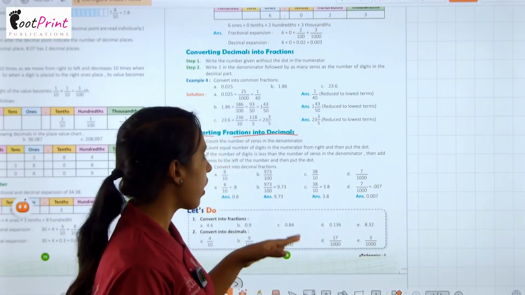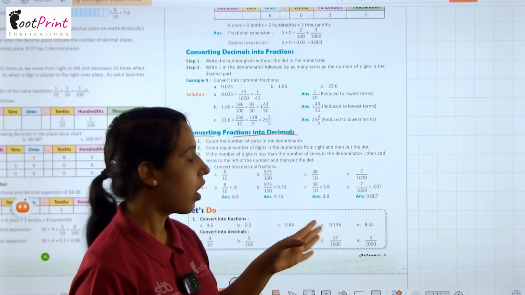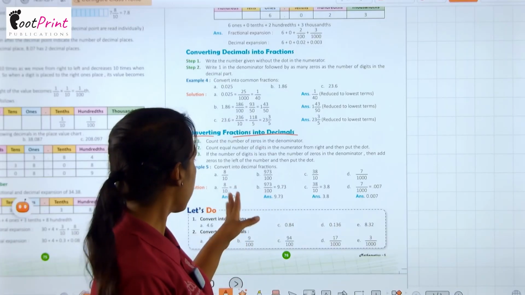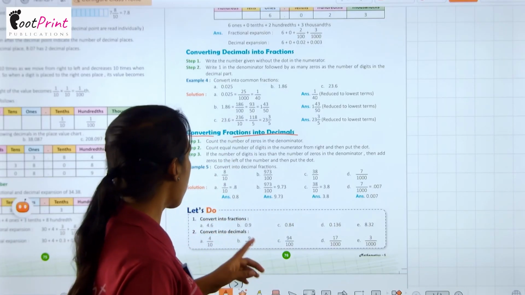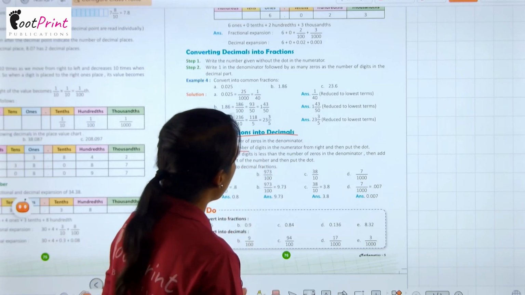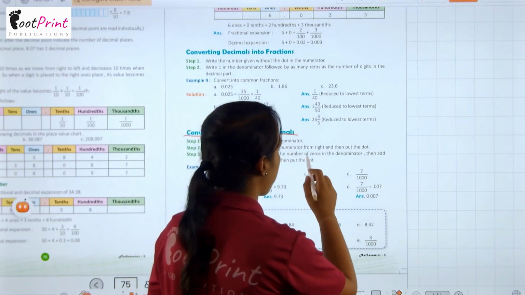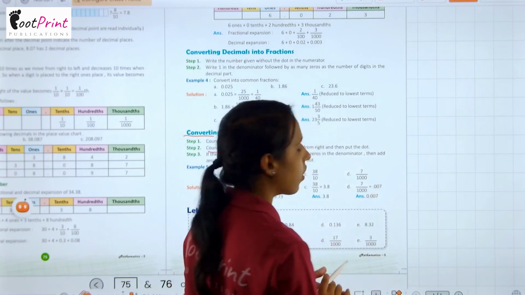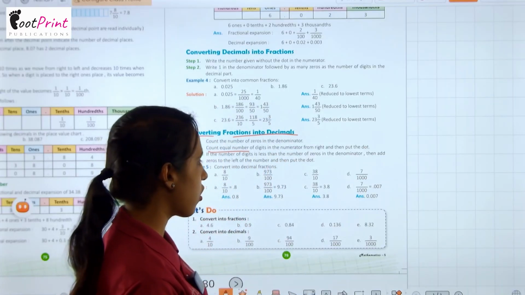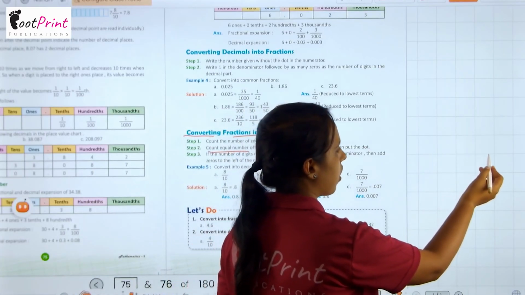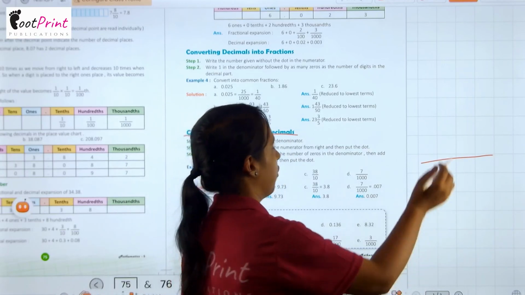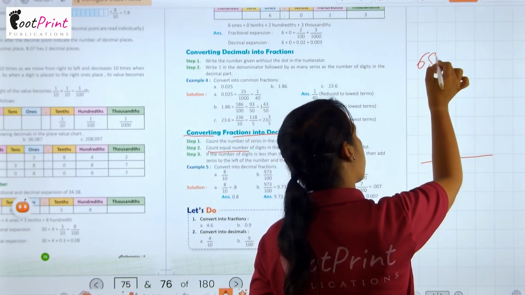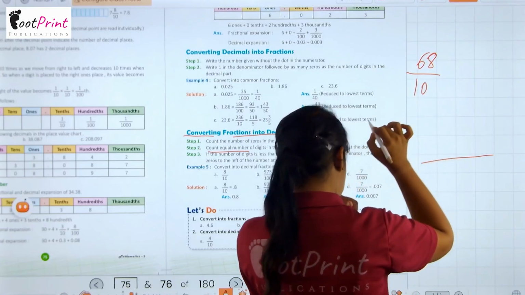अब हमें क्या करना है, अगर हम फ्रैक्शन से डेसिमल पे चेंज कर रहे हैं तो हमें डेनोमिनेटर में जितनी जीरो है वो काउंट करनी है. Then count equal number of digits in the numerator from right and then put the dot. और फिर जितनी जीरो है, जो भी नंबर दिया होगा राइट से हम काउंट करेंगे और उसके बाद डॉट लगा देंगे. For example, if I am taking here 68 upon 10.